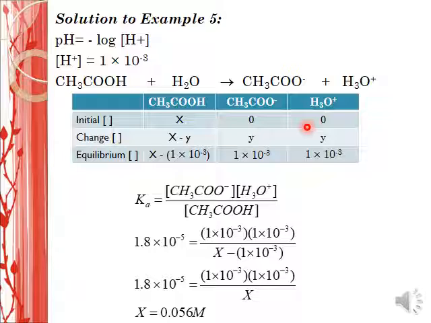However, we are given the pH. So pH, you antilog to get the H plus concentration, which is 1 times 10 negative 3 molar. So we substitute this value of Y into the Ka expression here. Then you are given the Ka value, so substitute the Ka value. From there we should be able to solve the initial concentration here, X, of acetic acid. In this case it is 0.056 molar.